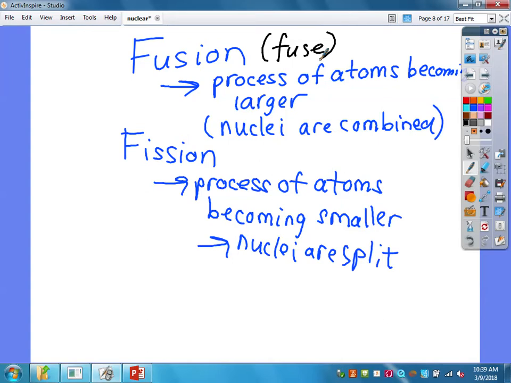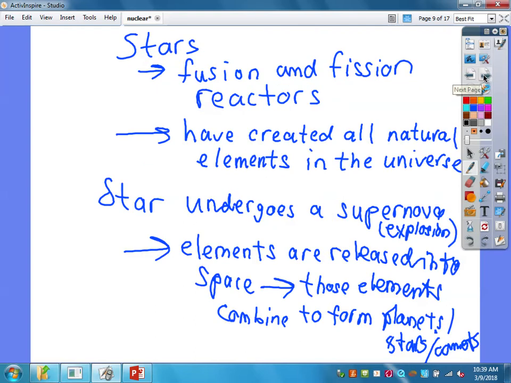So small atoms generally can combine, and we can force them to combine to become a larger nucleus and possibly even become more stable than what they were. Fission is the complete opposite. This is the splitting of the atom, causing it to become smaller. So fusion and fission. Right?